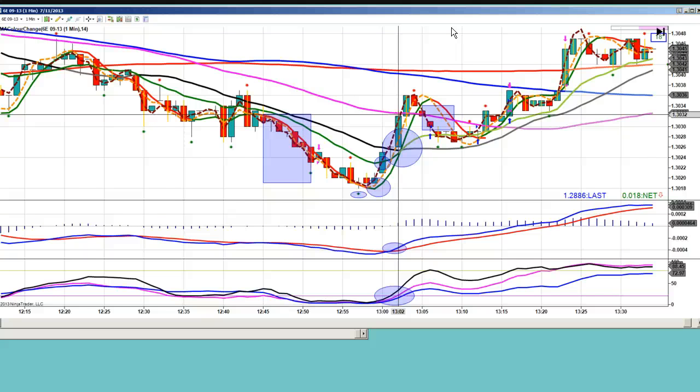Also notice that the MACD, if you're going long, has to be below the center line. If you're going short, the MACD has to be above the center line.